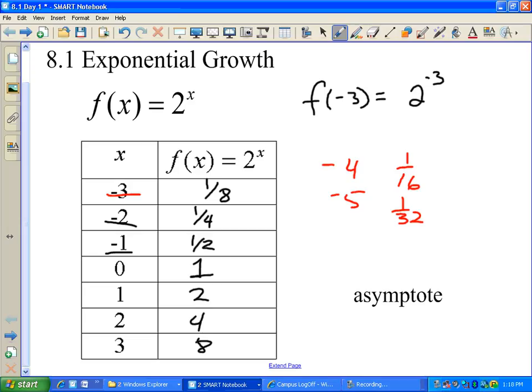The asymptote is the line which the graph will approach but never reach.